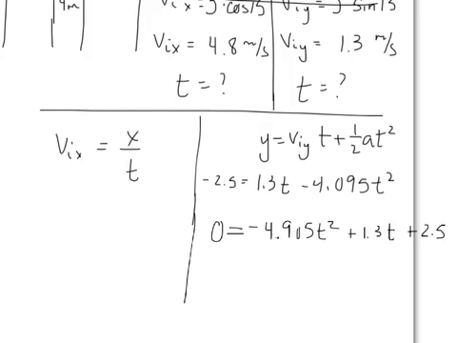Oh, that's a typo, guys. 4.095. I'm sorry. Which one is right? 4.905. Thanks, Ev. There's a typo up there. It should be 4.905.